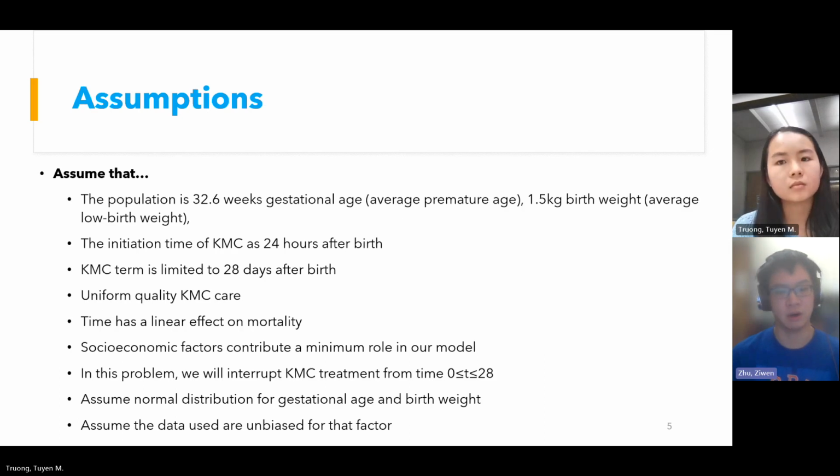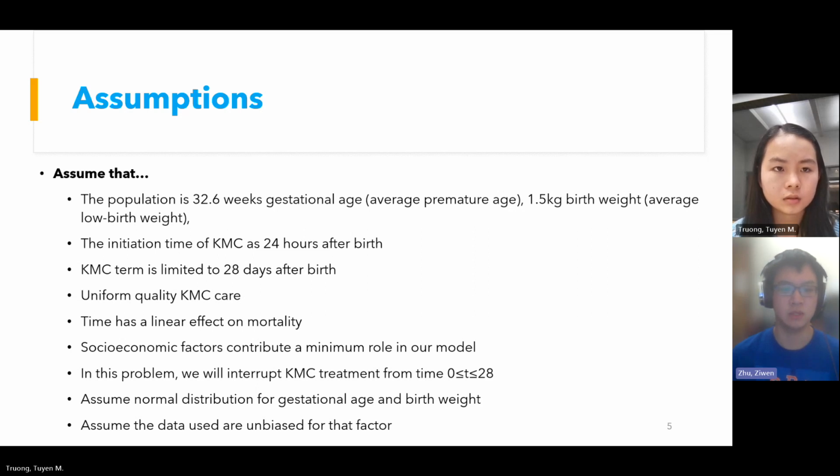So next is about our assumptions. We made several assumptions to make sure that the result of the model is valid with the data we gathered. As shown, we assume that the population has on average 32.6 weeks of gestational age and 1.5 kilogram birth weight. The initiation time of KMC is 24 hours after birth. KMC term is limited to up to 28 days after birth. And we also assume uniform quality of KMC care and time as a linear effect on mortality. Also, socioeconomic factors contribute a minimal role in our model, as we assumed.